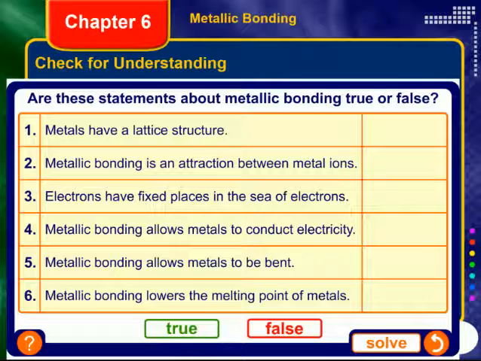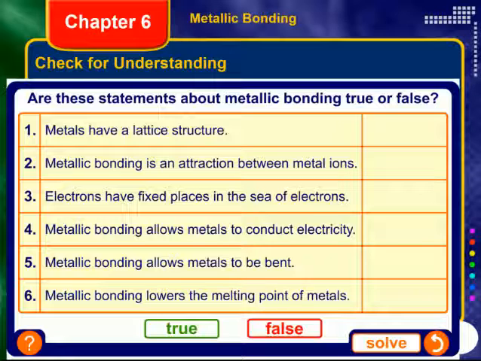Number 3, electrons have fixed places in the sea of electrons. Now, if you said true to that, I should probably kick you out of class, because the main thing we've been focusing on here is that the sea of electrons is made up of delocalized electrons. All right, so number 3 is false.